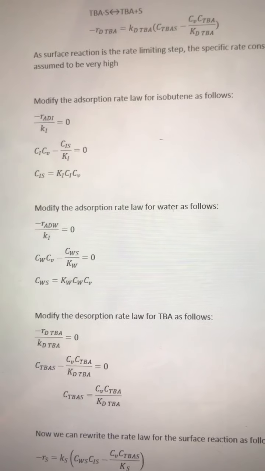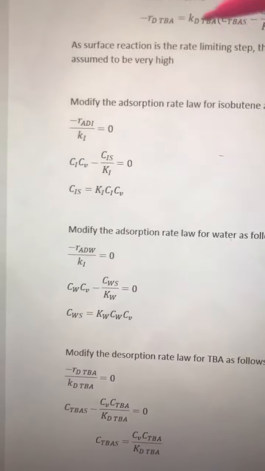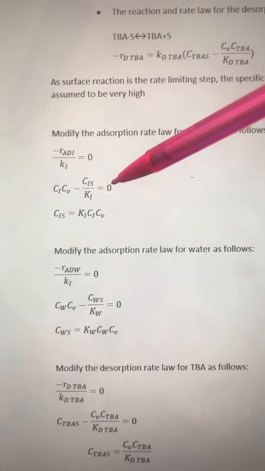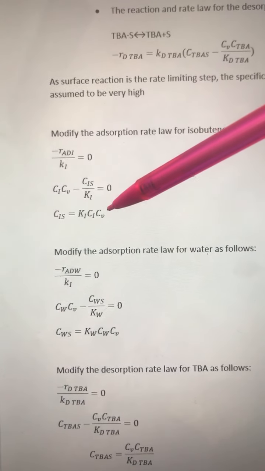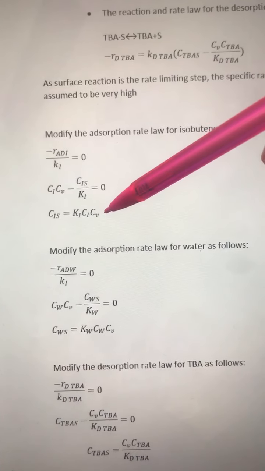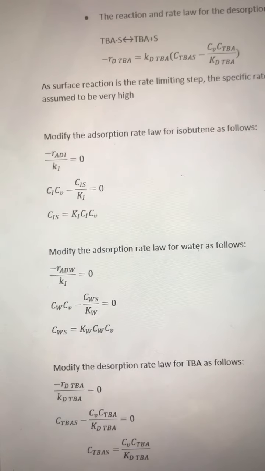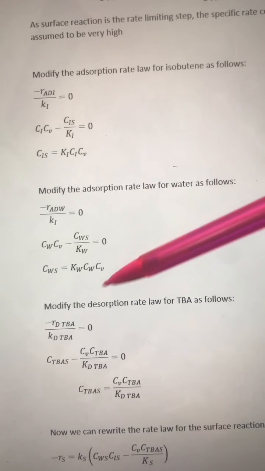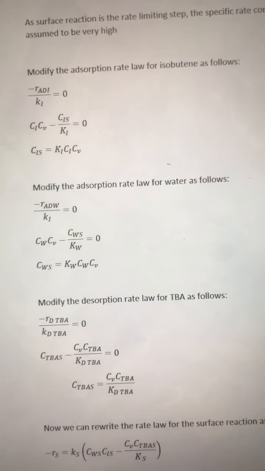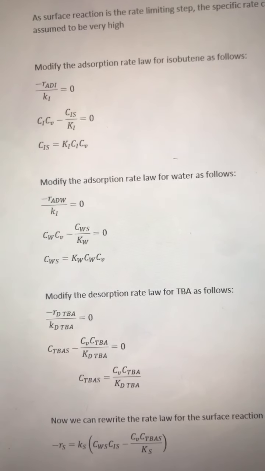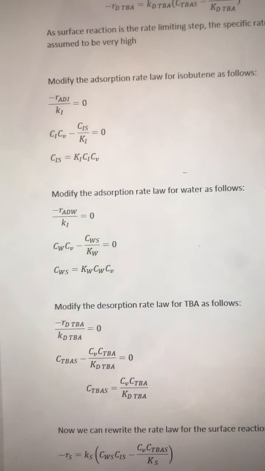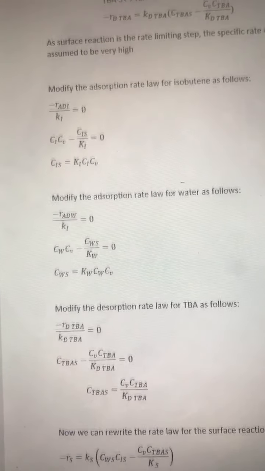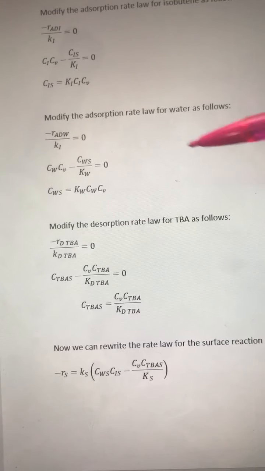First, we're going to modify the adsorption rate law for isobutene, saying that r_AD over k_I equals 0, rewriting it, and then just simplifying it to solve for the concentration of the site filled with isobutene. Now we're going to do the same thing for water, and so doing each of these, solving for the concentration of the site filled with a certain chemical will allow us to plug them in and simplify the rate law in the future. So we're going to do the same thing for water.